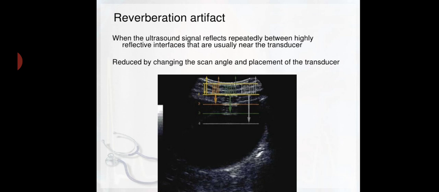Next is the reverberation artifact. This occurs when the ultrasound signal reflects repeatedly between highly reflective interfaces that are usually near the transducer. It can be reduced by changing the scan angle and placement of the transducer.